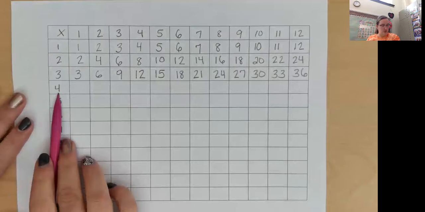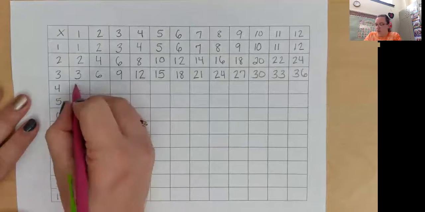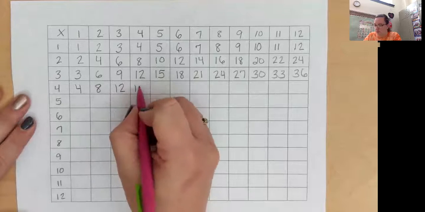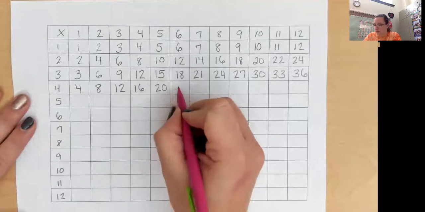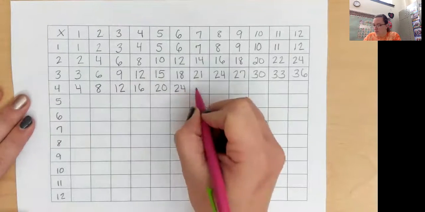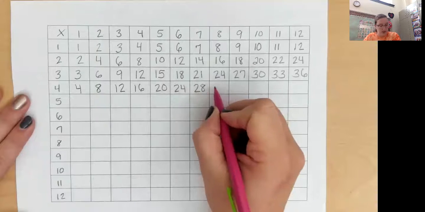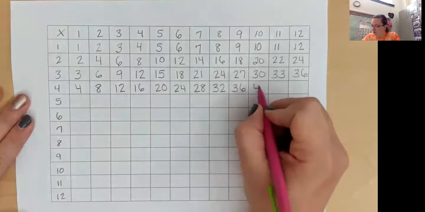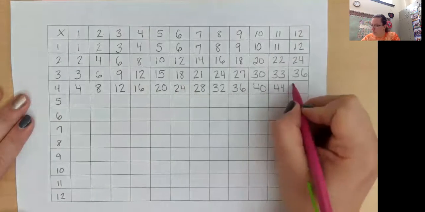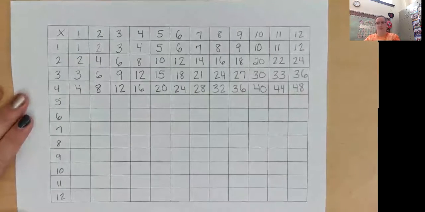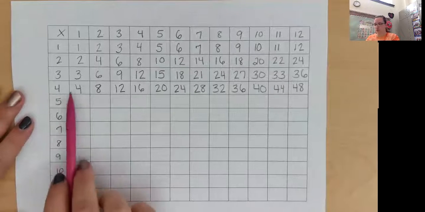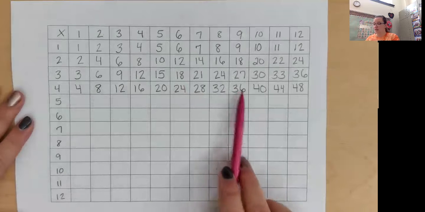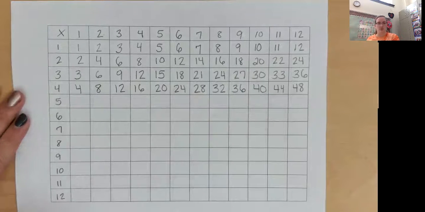Okay, next we're going to do the 4's row. I'm showing that 4 times 1 is 4, 4 times 2 is 8, 4 times 3 is 12, 4 times 4 is 16, times 5 is 20, and so on. 24, 28, 32, 36, 40, 44, and 48. So I showed 4 times each number. 4 times 1, times 2, times 3, times 4, times 5, times 6, times 7, times 8, times 9, times 10, times 11, and times 12.